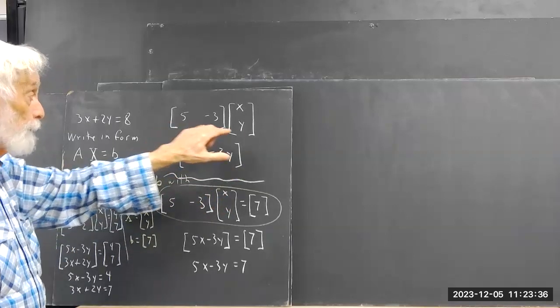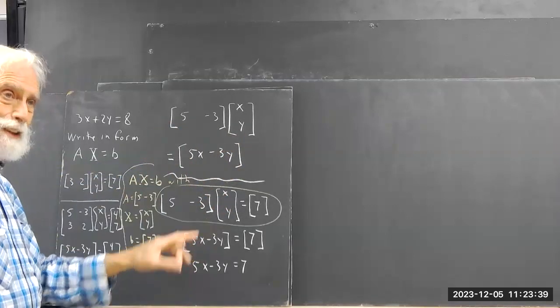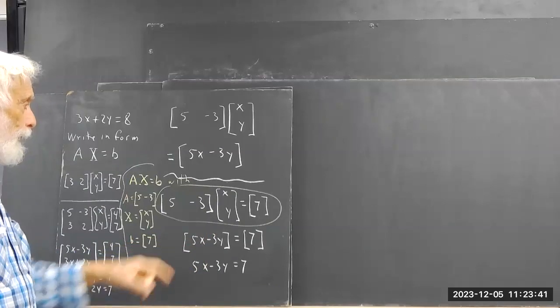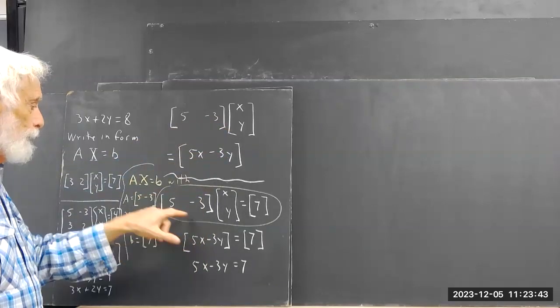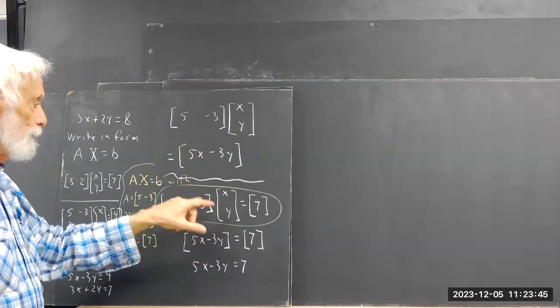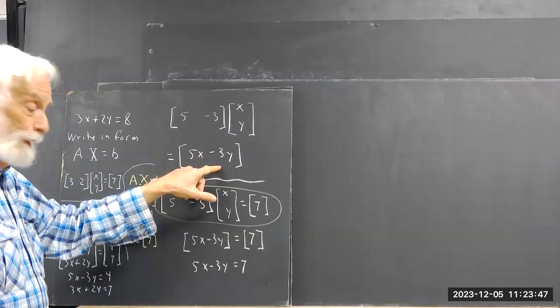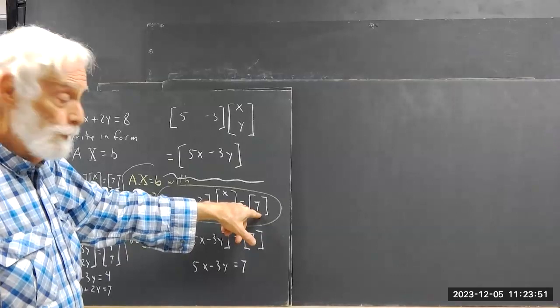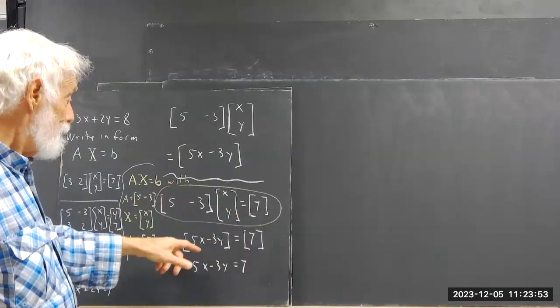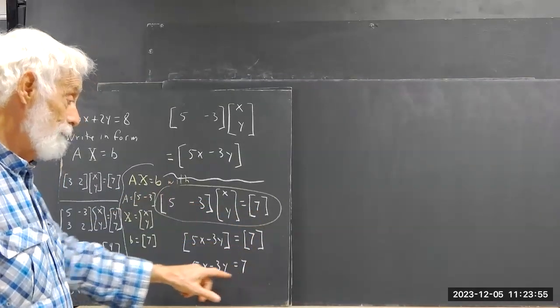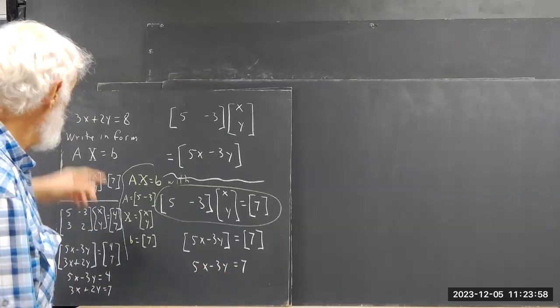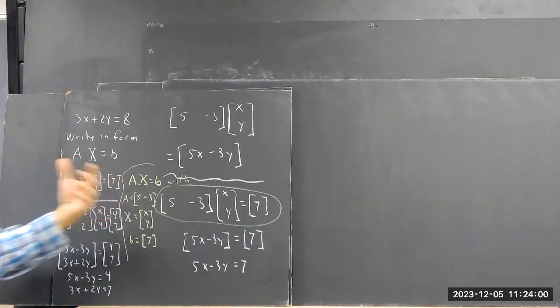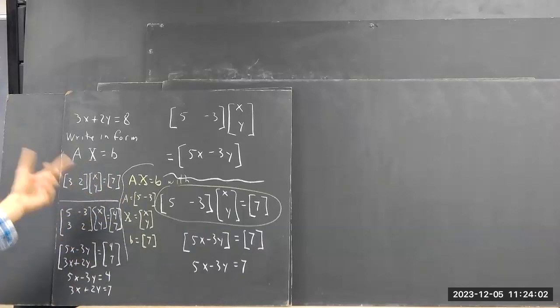Anytime you multiply a matrix by a matrix, you get a matrix, okay? And if you multiply this row by this column, you get the left-hand side of an equation inside the matrix. And if you set that equal to a matrix with one entry, you get this, which gives you an equation. If you have an equation, you can do this backwards.